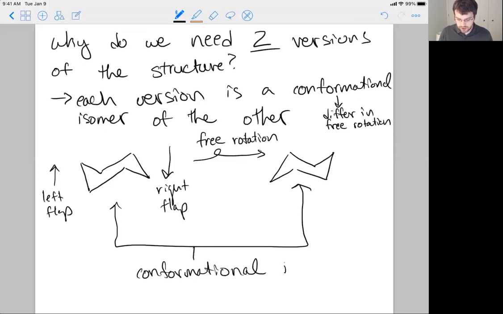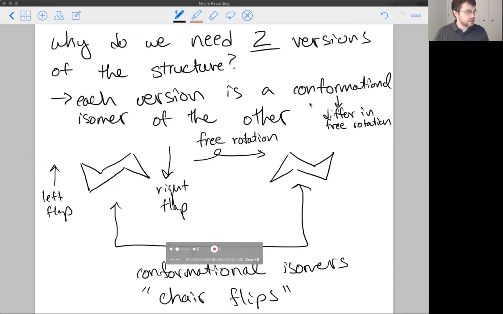And in particular, these are, quote, chair flips. So we're going to be doing a lot of chair flipping, which I think is kind of fun. I mean, it's at least fun to say, but we're going to be doing quite a bit of chair flipping as we move between the various conformations. Okay, so I think that's a good place to stop here.